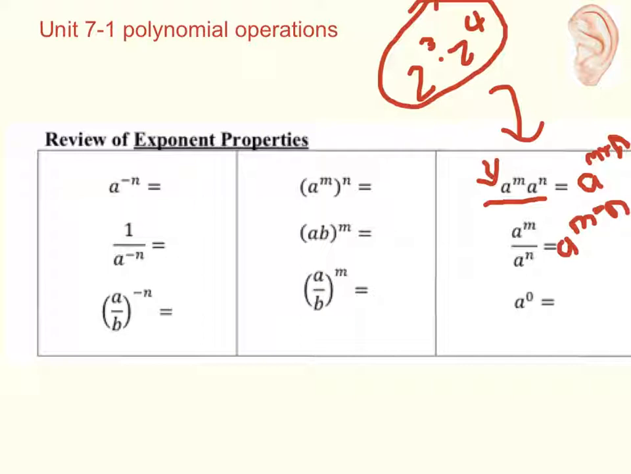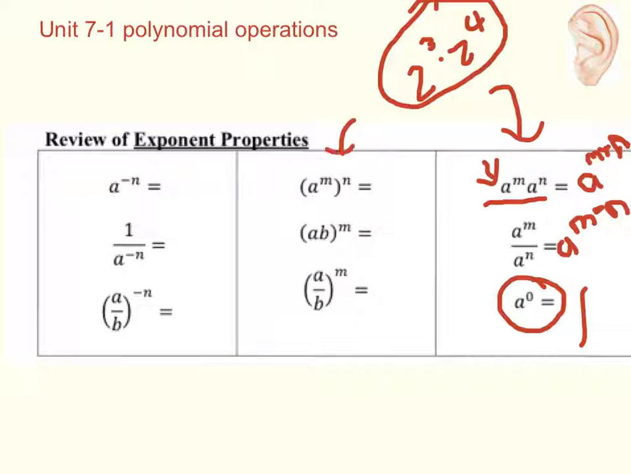And then a to the 0 is always defined to be the number 1. If you're dying to know why that is, you can ask me in class and I can explain that to you. But it's just a memorized item. Anything to the 0 power is 1. A lot of people mistake that as the number 0. It's not 0, it's 1.